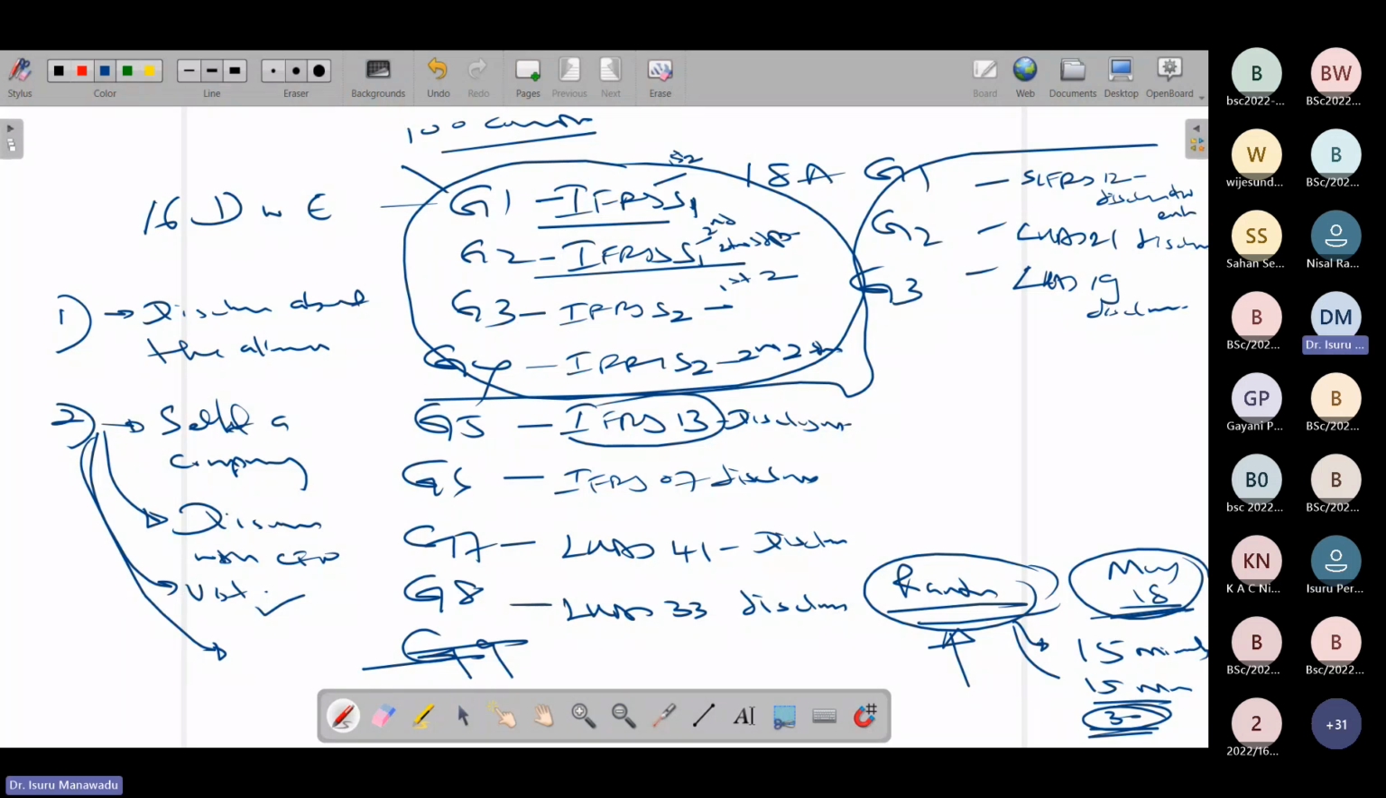Read the disclosures of one standard. There are 8 members, allocate the activities to be done and visit a company. That's it. And make the presentation.